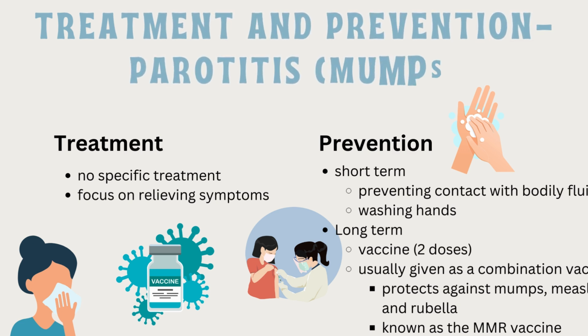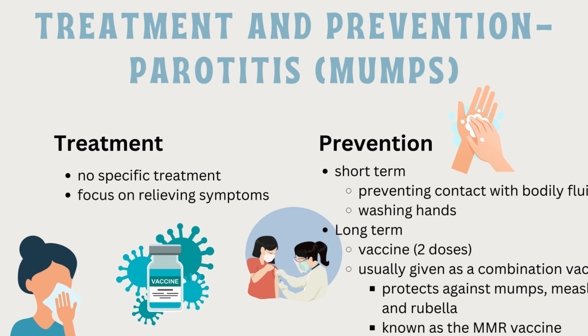So, treatment and prevention for parotitis or mumps. Treatment: there's no specific treatment. Like I mentioned for measles, it is best to focus on relieving symptoms. Salivary glands may get very swollen, so maybe icing those glands. Prevention: some short term prevention, like I mentioned for measles as well, is preventing contact with bodily fluids and washing your hands. And then some long term prevention is getting vaccinated, of course.